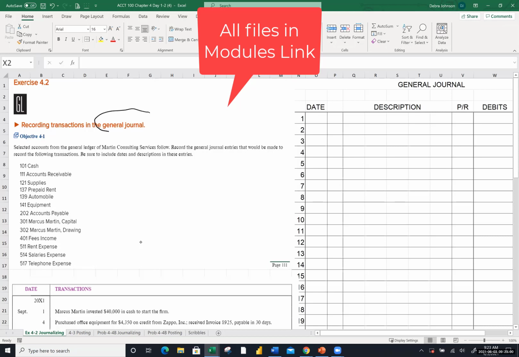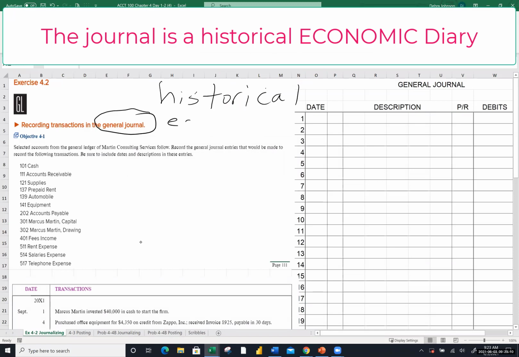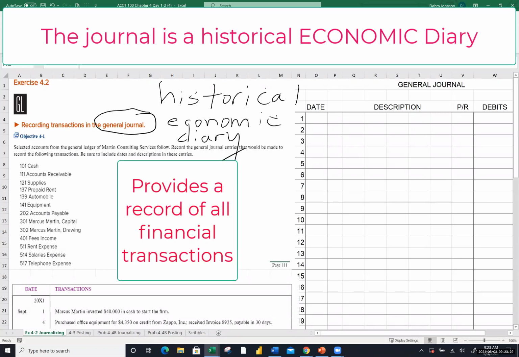So here's this first document. I'm going to circle it. It's called the General Journal. It is a historical economic diary. So we just mentioned that in the notes. It is a historical economic diary. So just like a kid would keep a diary of what happened to him or her during their lifetime, usually in the teenage years, this document keeps a financial record of everything that happened financially of any company.